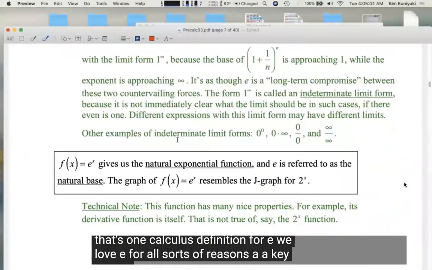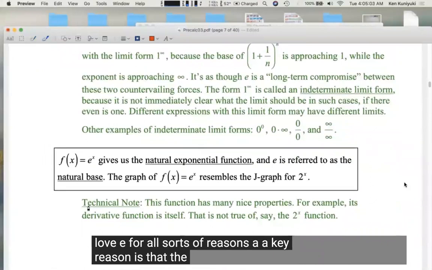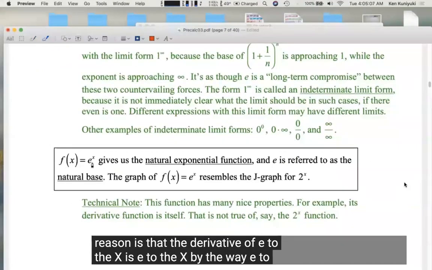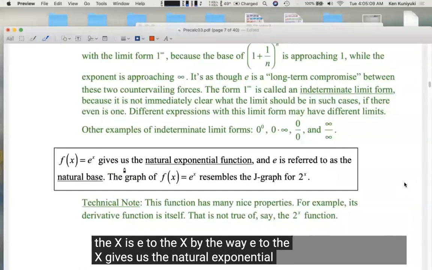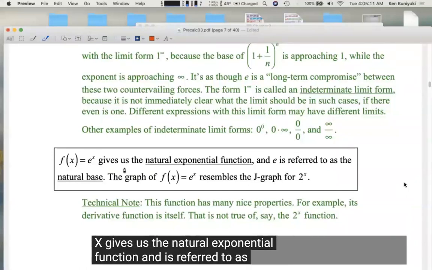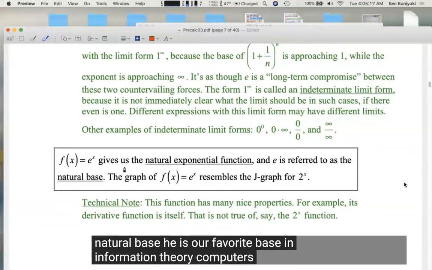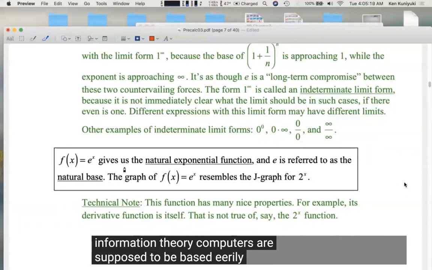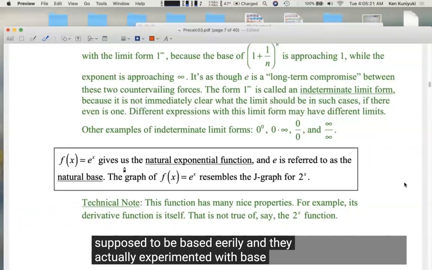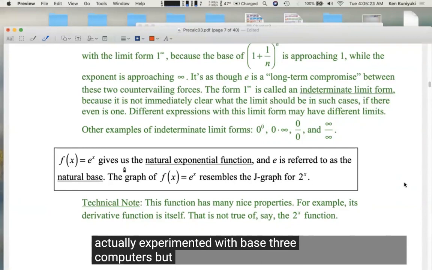A key reason is that the derivative of e to the x is e to the x. By the way, e to the x gives us the natural exponential function, and e is referred to as the natural base. e is our favorite base. In information theory, computers are supposed to be base e, really, and they actually experimented with base 3 computers, but base 2 won the day, binary.